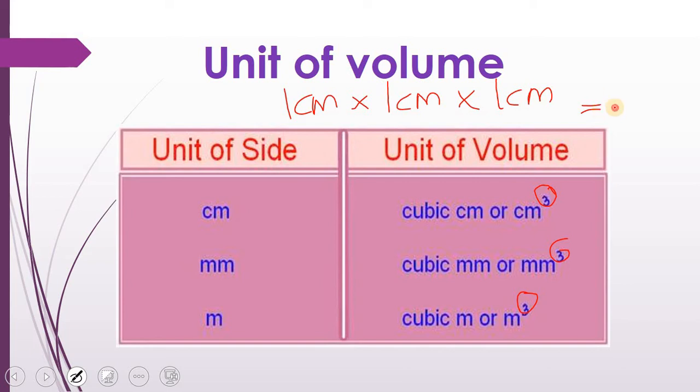1 darab 1 adalah 1. So, sini kita ada berapa cm? 1, 2, 3. Jadi, cm 3. Habis. Jadi, itu adalah volume. That's the unit for volume.